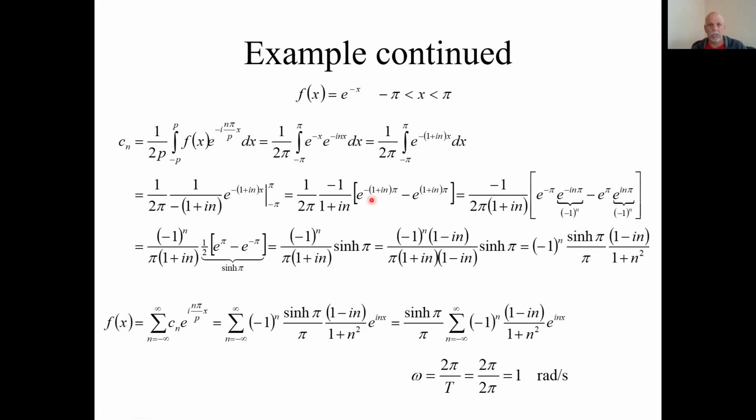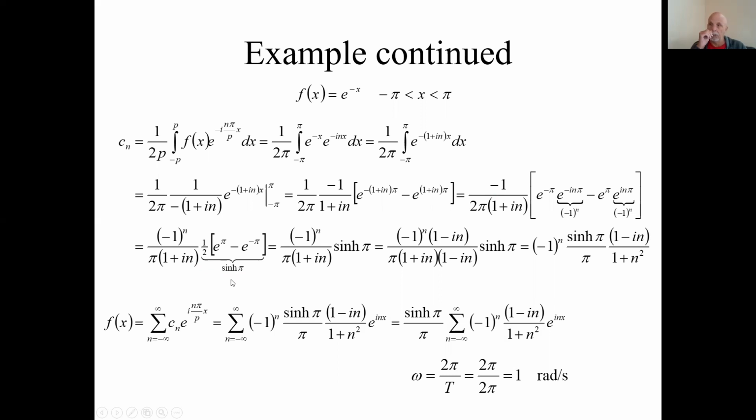So this first term is e to the minus pi times e to the minus in pi. This one is e to the pi times e to the in pi. But remember, e to the in pi plus or minus in pi was just minus 1 to the n. So now I can factor out the minus 1 to the n. I'm just left with e to the pi minus e to the minus pi. Actually, I switched terms and got rid of that negative sign. So that gives me this.